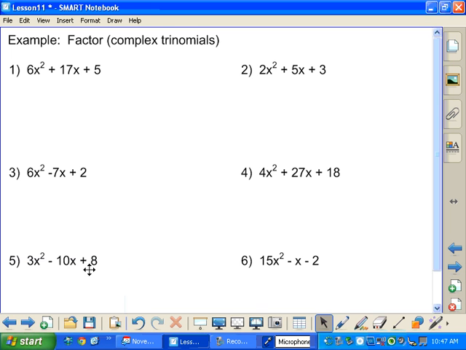And finally, we're going to look at complex trinomials, and I have a couple of examples. First example, if you change that middle number, I think you have a 15 on your note. It should be a 17. So how do you do complex trinomials? This is the hardest one.